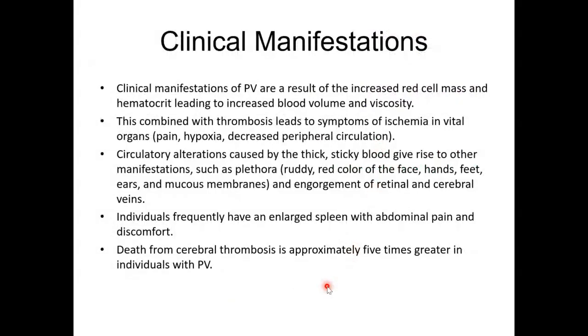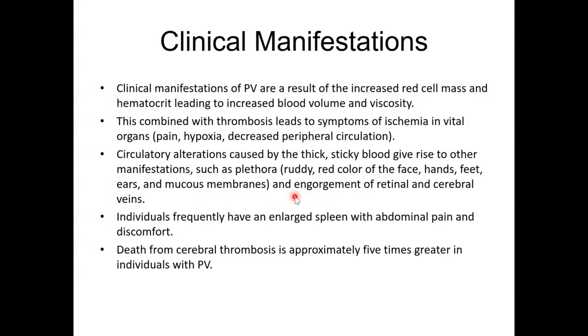Clinical manifestations of polycythemia are a result of increased red cell mass and hematocrit. We talked about that already, leading to increased blood volume and viscosity. This combined with thrombosis leads to symptoms of ischemia in vital organs. So again, pain, hypoxia, decreased peripheral circulation. There's just too many blood cells to get through. Circulatory alterations caused by thick, sticky blood give rise to other manifestations such as plethora, which is a red, ruddy color of their face, hands, feet, ears, and mucous membranes. They're not anemic and white. They just have this red, ruddy look to them.